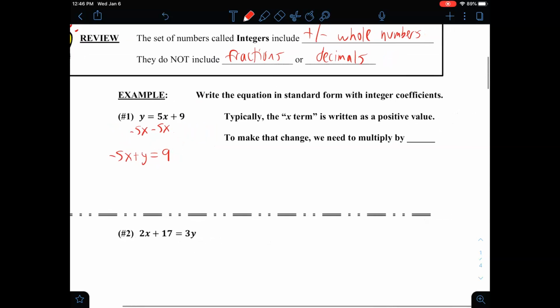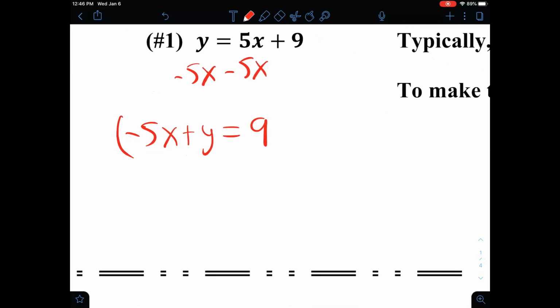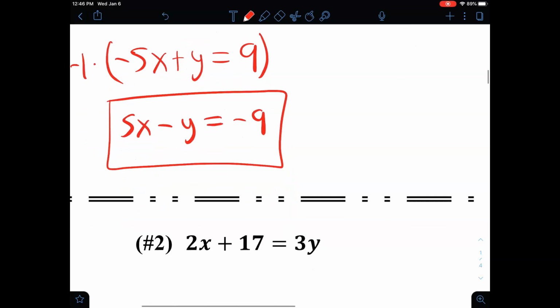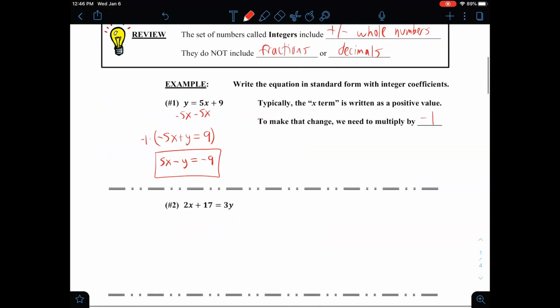And like it says, the x term is usually a positive value. To make that change, we need to multiply by what number changes signs? It's going to be negative 1. We're going to multiply the entire thing by negative 1 to change the signs. So then we get 5x. Positive y becomes minus y. Positive 9 becomes negative 9. And now this is the standard form, we have x and y on the same side, and the a value is positive. All right. Cool. All right, let's do it again.